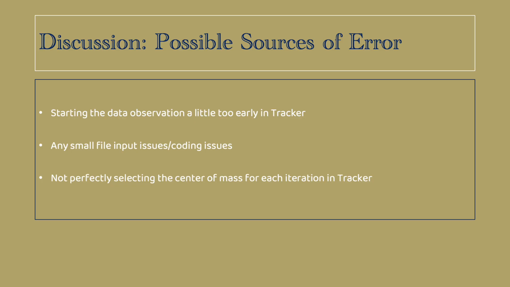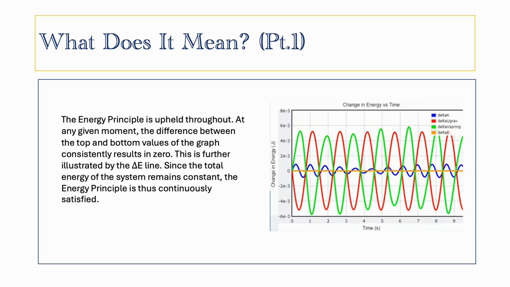Some more possible sources of error for the entire experiment are that I started the data observation a little too early in Tracker, which changes our values, and any small file input issues or coding issues, because in this lab we had to input our .csv file, and also not perfectly selecting the center of mass for each iteration in Tracker.